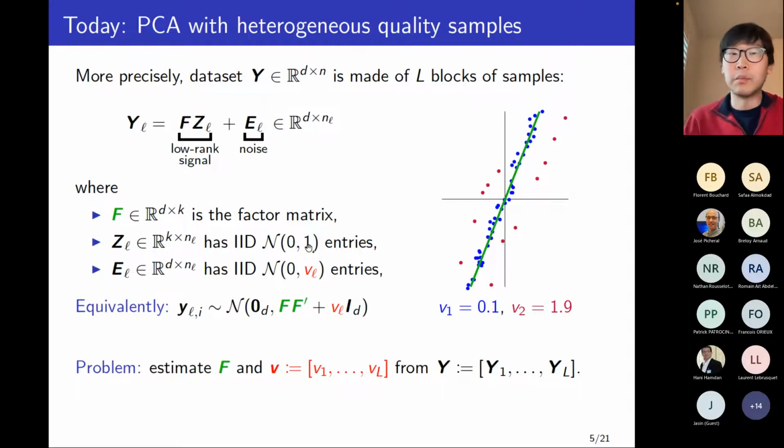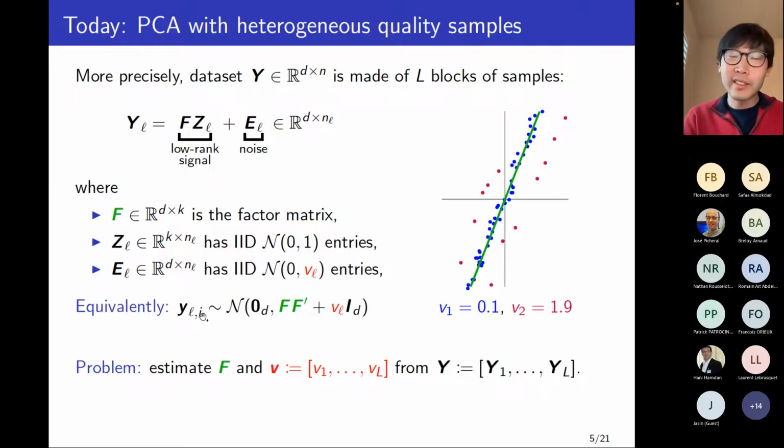Just for simplicity today, I'm going to do everything over the reals, but everything extends to the complex numbers as well, in which case this would be complex normal, spherically symmetric. Okay, now the noise has IID Gaussian entries, but now the variance is v_L. And so you see the index L here means that different blocks can have different noise variances. But notice that the factor matrix is common across all of them. Okay, so again, this is a situation where we have a common underlying phenomenon that we observe through different levels of noise.